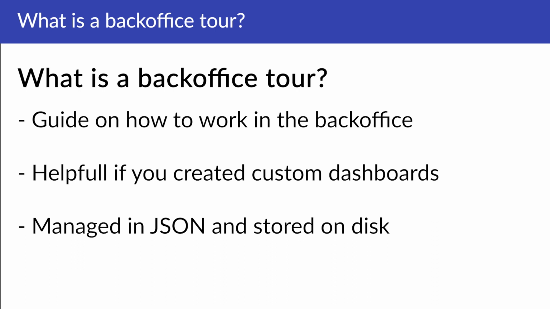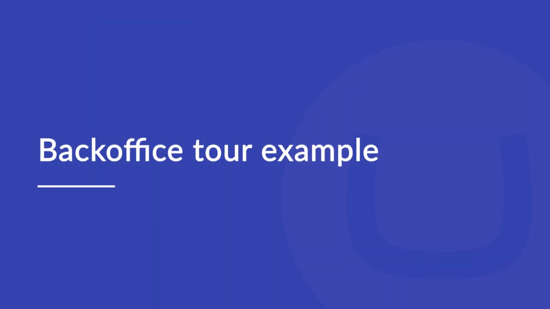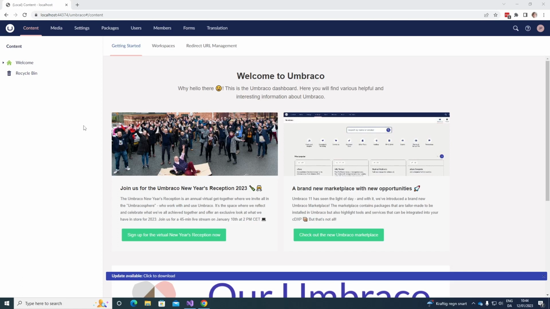The tours are managed in a JSON format and are stored in a file on disk. By default, Umbraco ships with one Backoffice tour, which is embedded into the CMS assemblies as well. Great. Now let's go ahead and take a deeper dive into what the tour is and how we can configure it. Great. As you can see, I'm now in my Umbraco Backoffice.